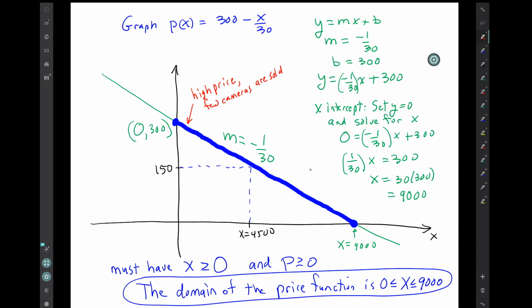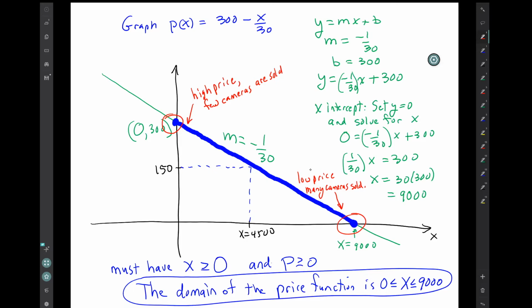On the other hand, at this end of the graph, the price is low. The value of p is very small, but the value of x is large. So when the selling price is low, a lot of cameras will sell. Notice that when P is 300, X is 0. If the selling price is $300, nobody will buy a camera. On the other hand, if the cameras are given away, that is, if the price is 0, 9,000 people per week will come and get their free cameras.